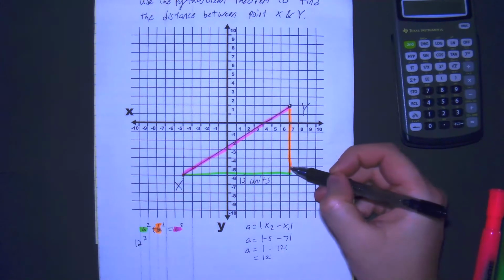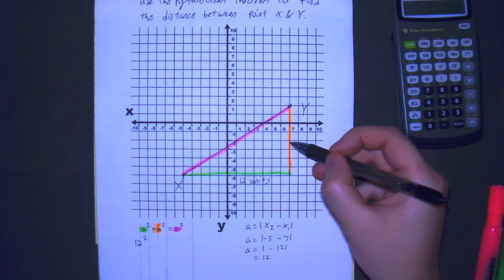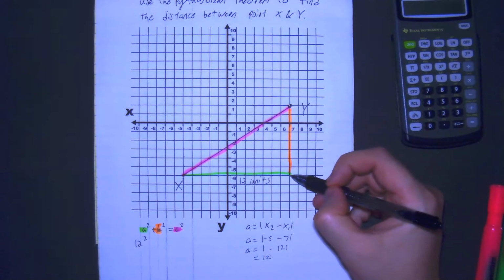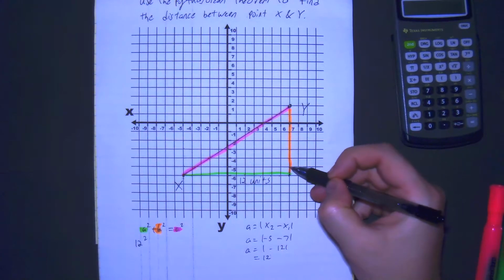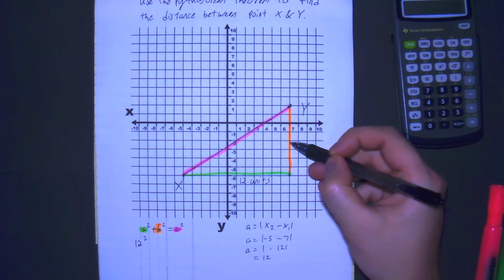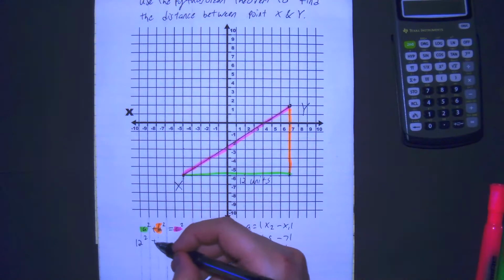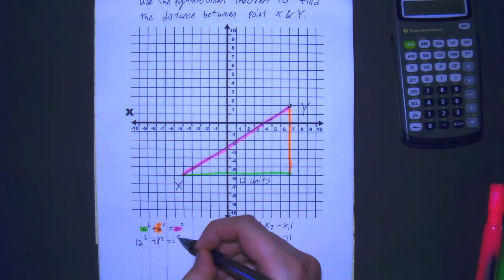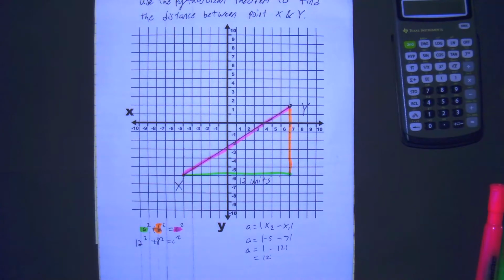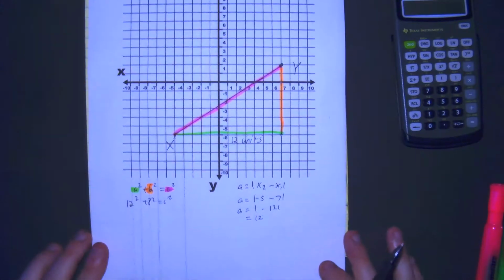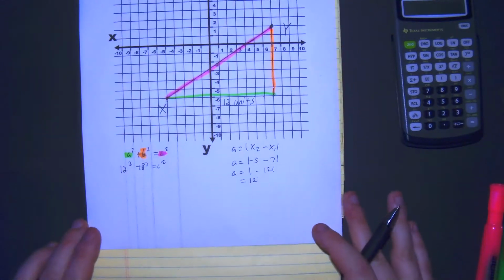0, 1, 2, 3, 4, 5, 6, 7, 8. Again, you don't count this point. 0, 1, 2, 3, 4, 5, 6, 7, 8. Plus 8 squared equals c squared. So from here, let's check our work as well. I want to make sure I'm doing this right.